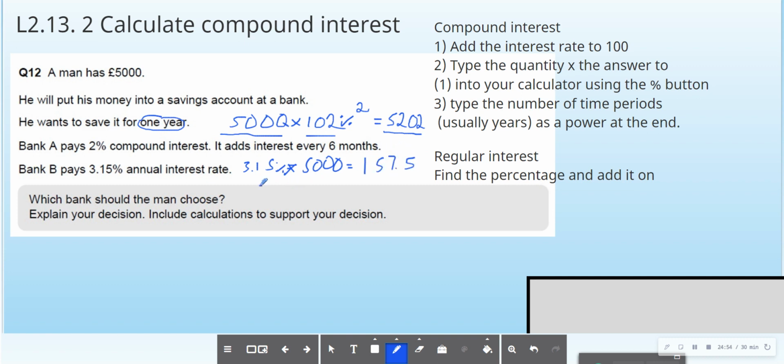Then we add that on to our 5,000. And that's going to give us £5,175.50. So we can see here clearly that Bank A is better, the compound interest option is better because he's got more money. Okay, so these are all the calculations we need to write to support our decision.